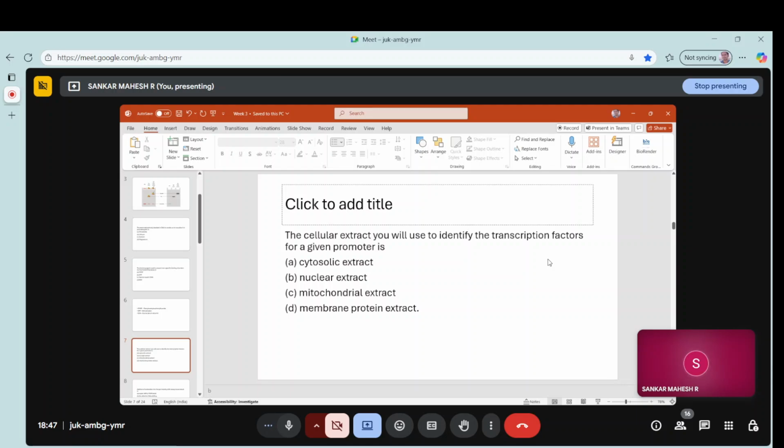I'll simplify it for you. Let's consider a prokaryotic cell which is devoid of any nucleus. In that case, where do you think you will find the transcription factor? In the cytosol. Yeah. What other extracts will you have other than the cytosolic extract in a prokaryote? So in your prokaryotic cell, we know that we don't have a nucleus. Other than your cytosolic extract, will you have any other extract?